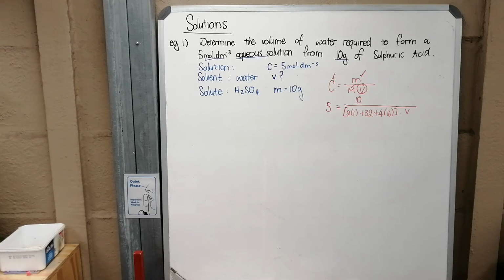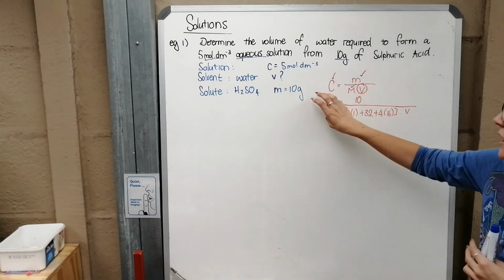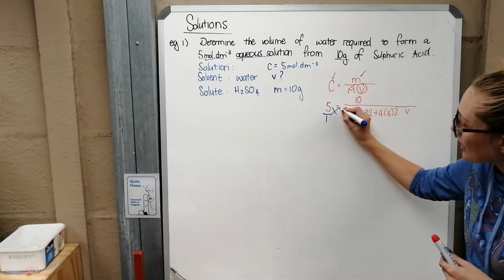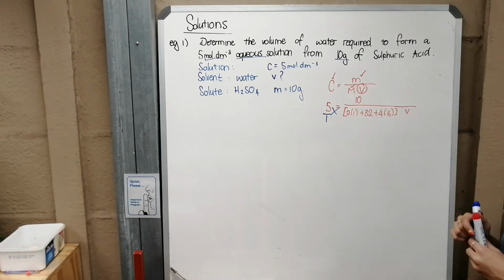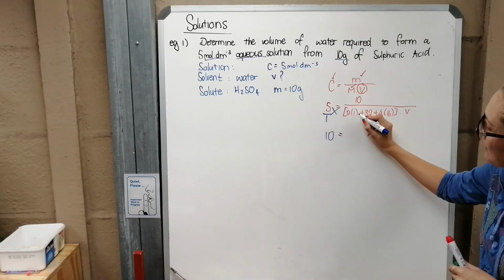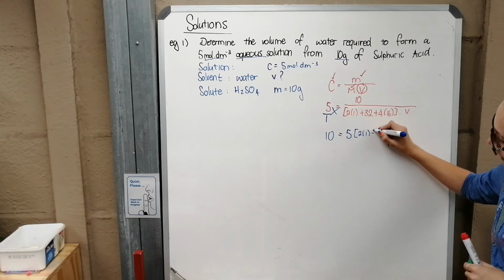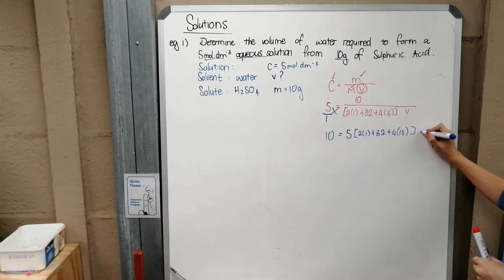Okay, now I'm actually going to show you this one step by step, because I know this is something we tend to struggle with. Every single time I see a question where I've got a fraction and just one thing on the other side, I turn this into a fraction and I just cross multiply. So I'm going 1 times 10 and then 5 times all of this nonsense. So 1 times 10, we've got 10, and 5 times all of this nonsense is 5 times (2 times 1 plus 32 plus 4 times 16) V.